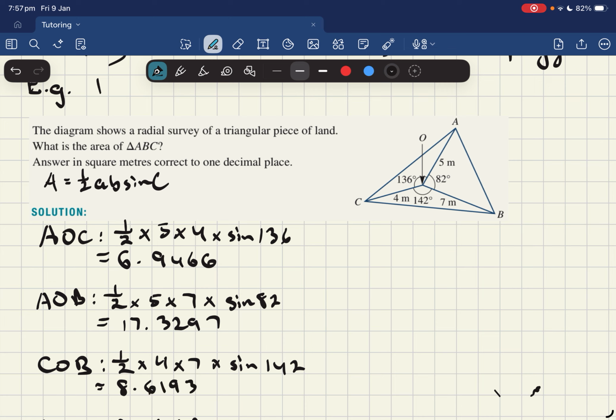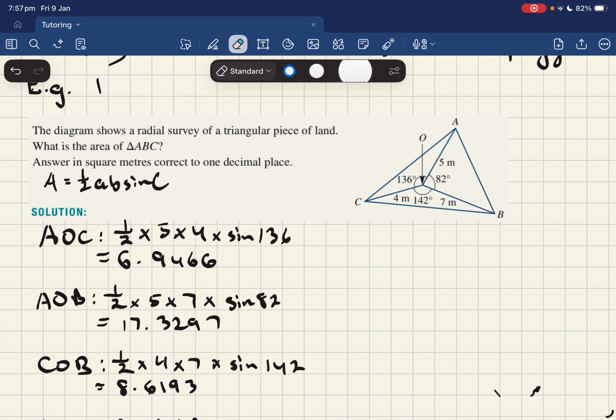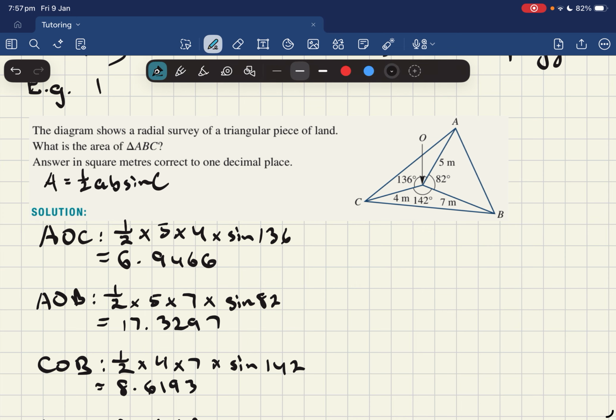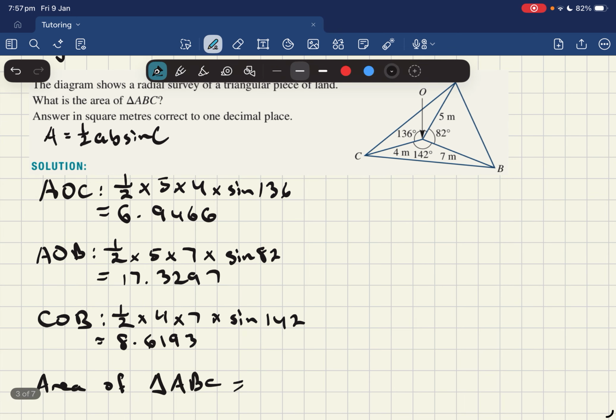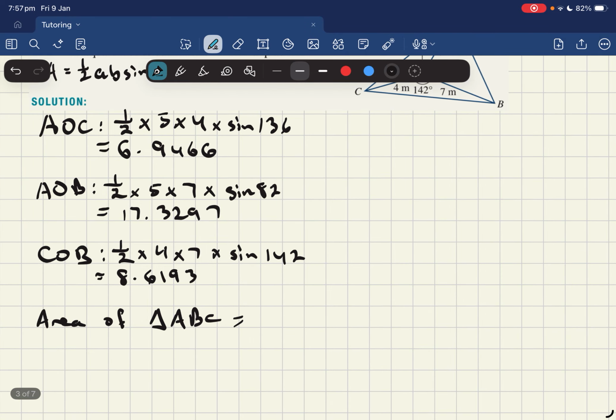8.6193. So if we want to find the total area, we found these individual ones, we just have to add them up. So the area of my triangle ABC is going to be 6.9466 plus 17.3297 plus 8.6193. So we are just adding all of these together.